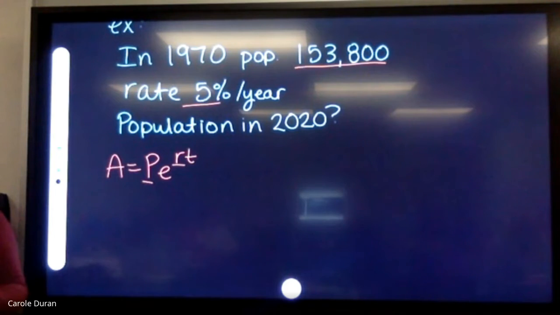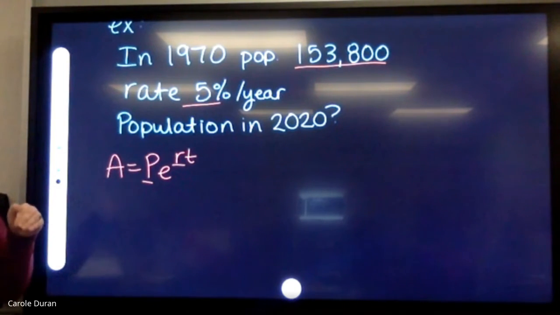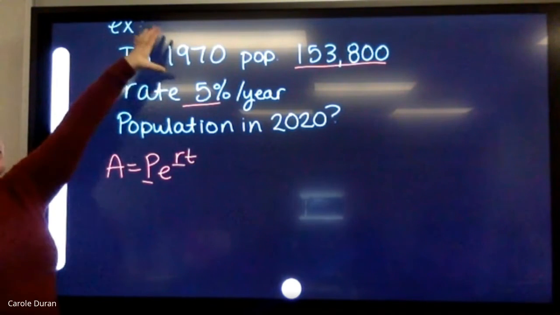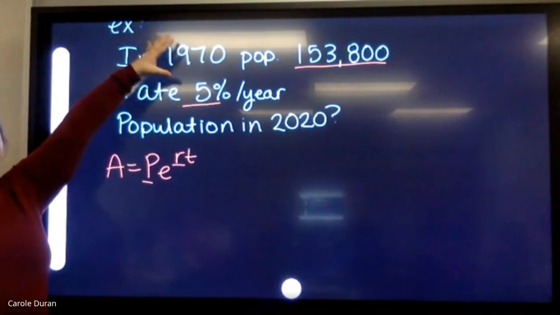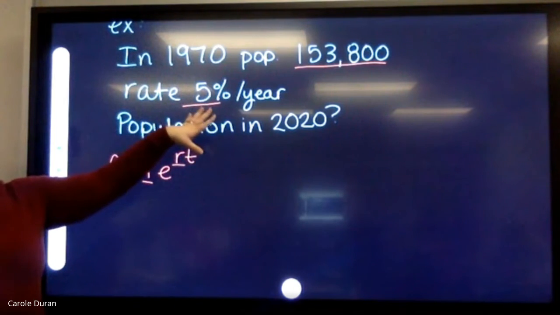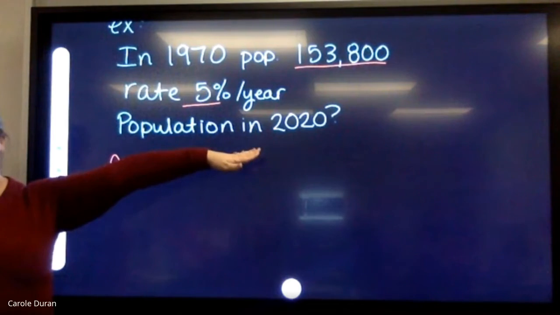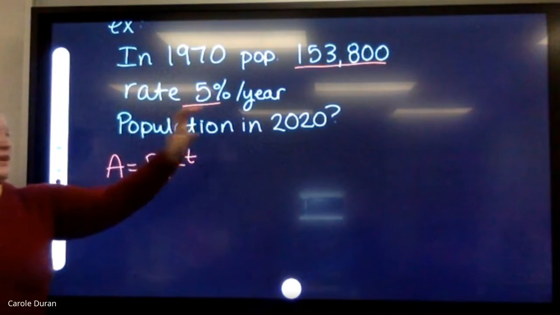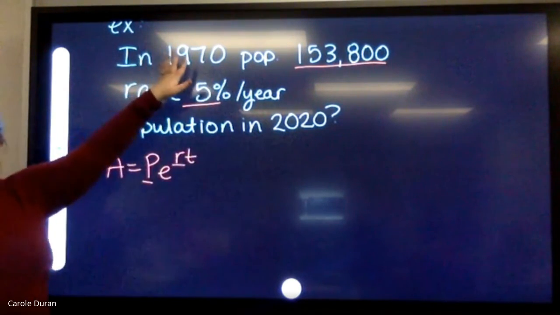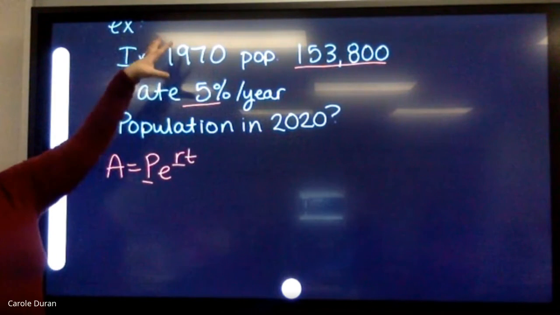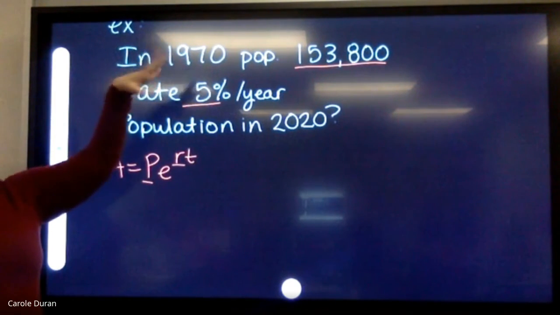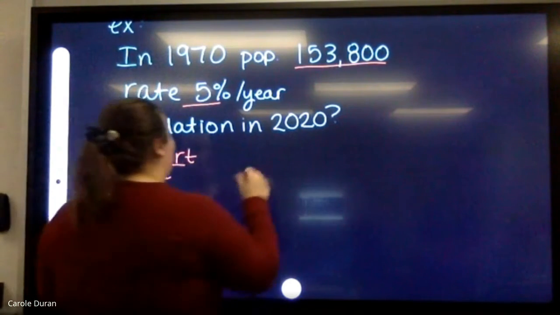Do I know that? It didn't explicitly tell me how many years I was waiting to check the population, but it did give me years, so I can calculate it myself. If I knew the population in 1970 and I want to know the population in 2020, I need to figure out how many years passed between 1970 and 2020. So if you don't know that off the top of your head, you can do 2020 minus 1970, and you will get time equals what? 50 years. Nice try though.